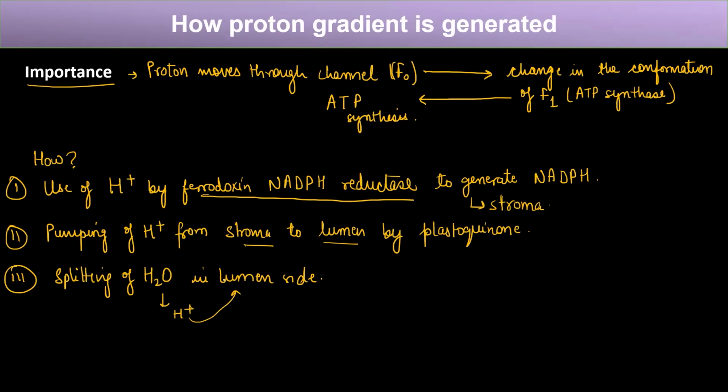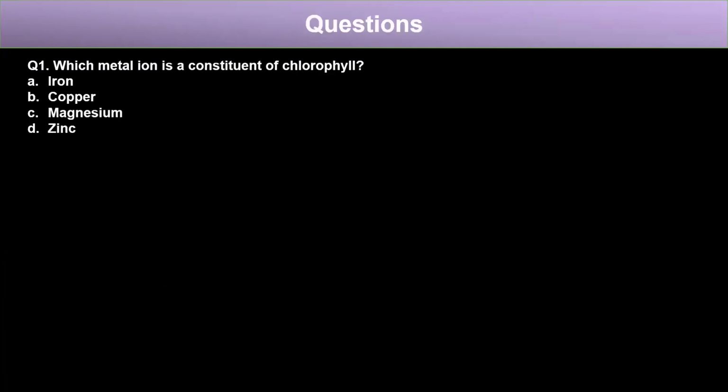And by these three ways, it causes the generation of a proton gradient, that is, an increase in the concentration of protons in the lumen and a decrease in the stroma. And further, the ATP synthesis takes place. Okay, so this is about the light reaction. We have studied non-cyclic photophosphorylation, we studied cyclic photophosphorylation, and finally the ATP synthesis. Now, let's solve a few questions.